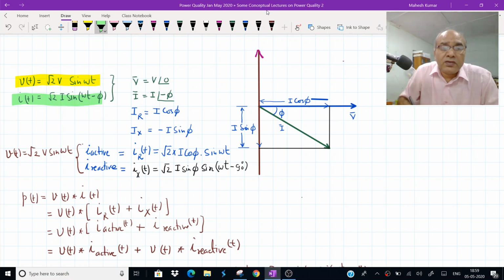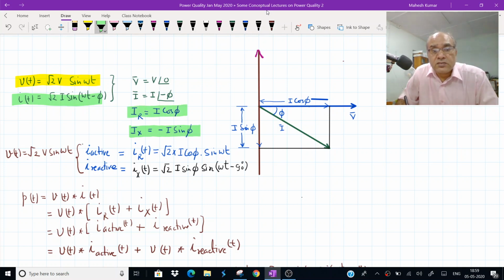Okay, so I have to multiply v(t) and i(t), but before we multiply v and i, we will try to decompose this current into two forms. One is called the in phase component and the second is called the phase quadrature component. This is in phase component, this is phase quadrature component. Here we have expressed these instantaneous voltage and current in terms of the phasor notations. So we can denote these quantities in phasor form as V phasor equal to V angle 0 and I phasor is equal to I angle minus phi.